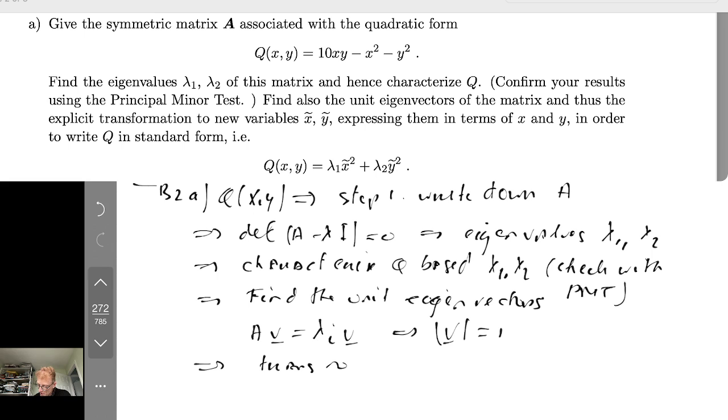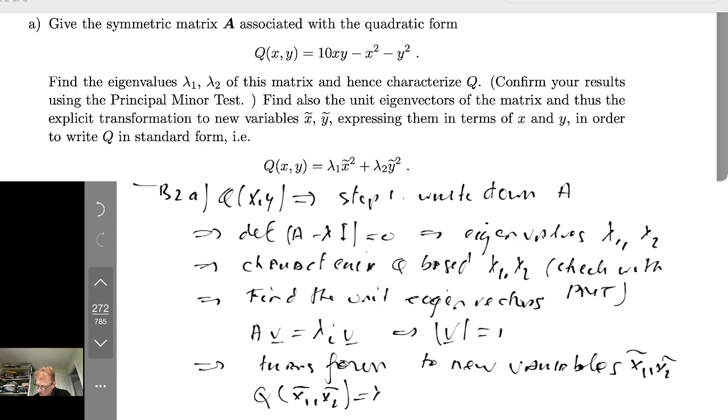And then you transform to new variables x1 tilde, x2 tilde, and then you verify that Q of x1 tilde, x2 tilde, which is lambda 1 x1 tilde squared plus lambda 2 x2 tilde squared, when you express x1 tilde and x2 tilde in terms of x1 and x2, that you find the original quadratic form. So the x, this is then x and this is y.